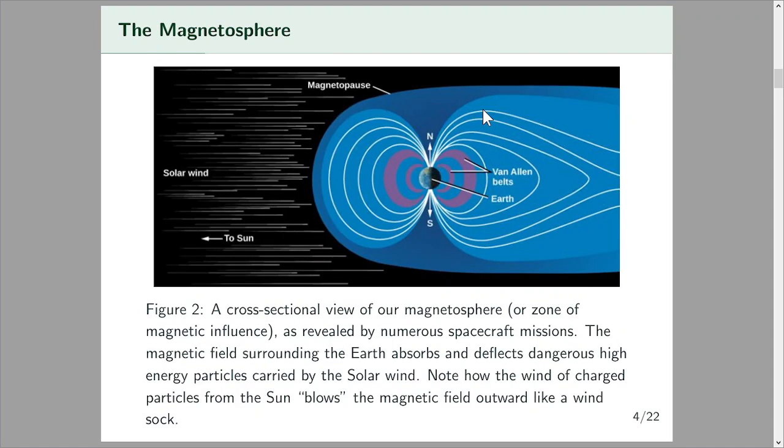So back to the Earth's magnetic field. It turns out it's really important for us. This is a cross-sectional view of the Earth's magnetosphere. It's kind of like a way of saying atmosphere, but with magnetism. It's the zone of the Earth's magnetic influence, you might say. And it turns out that this is really important for planets that want to keep their atmosphere and keep these high energy particles from the sun from hitting us.